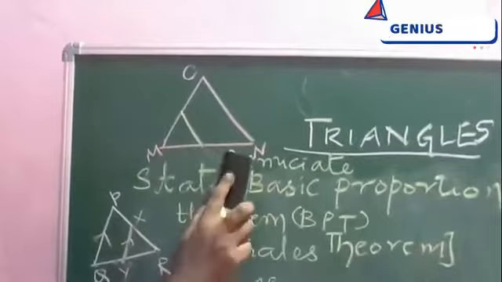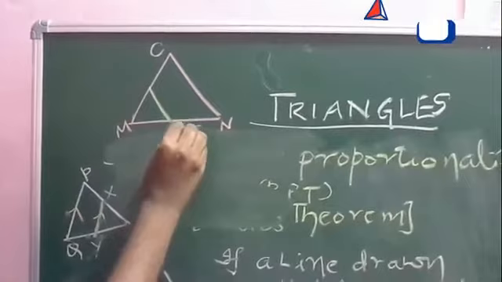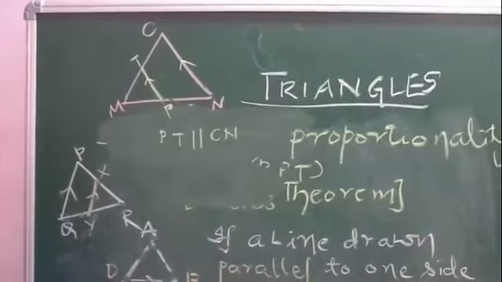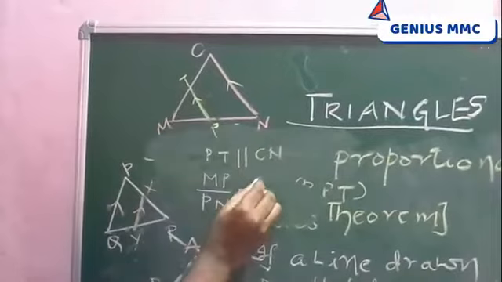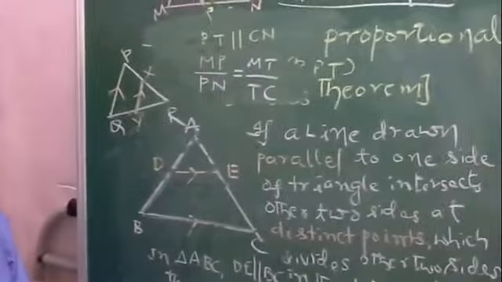So this is a triangle. Here BD is parallel to C. Here BD is parallel to C. How to write it? AM by MP is equal to LP by PC. So this is it.